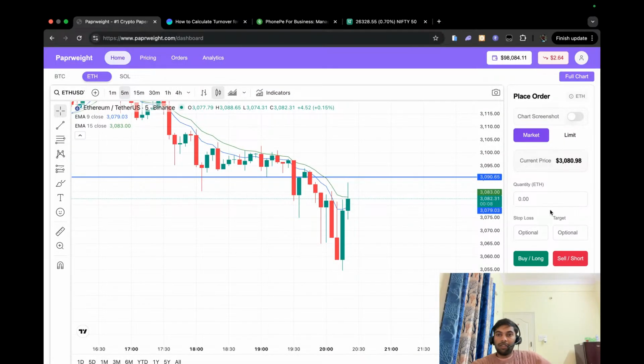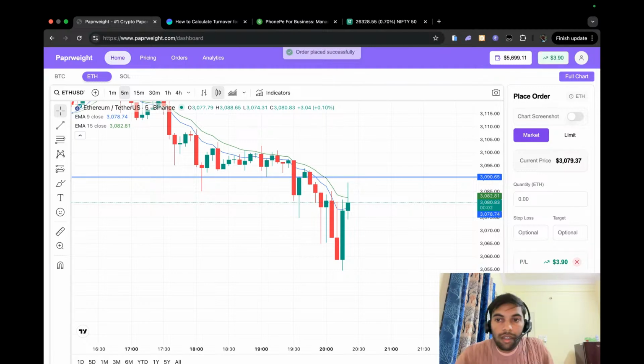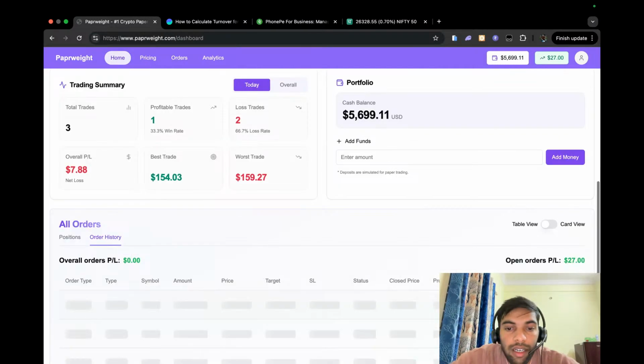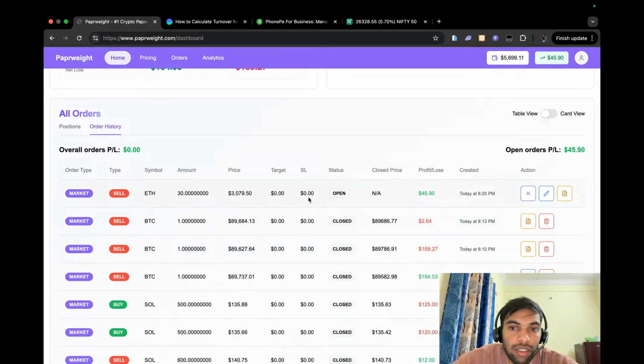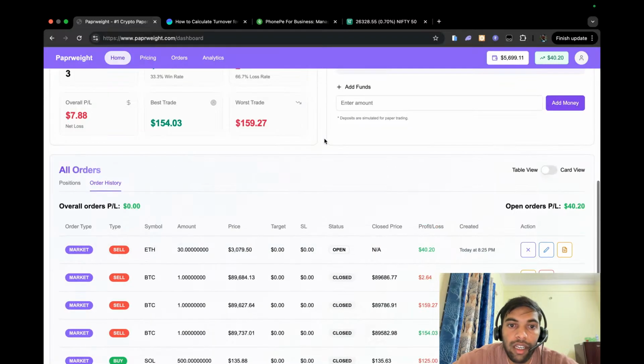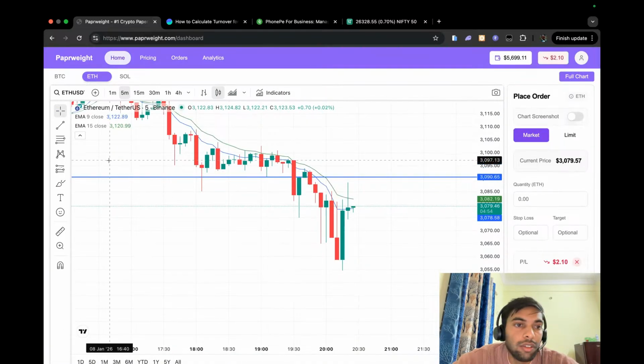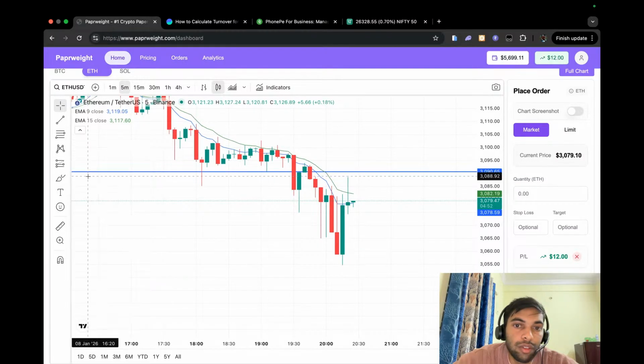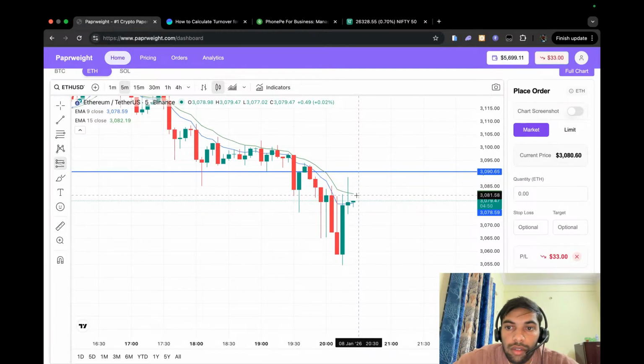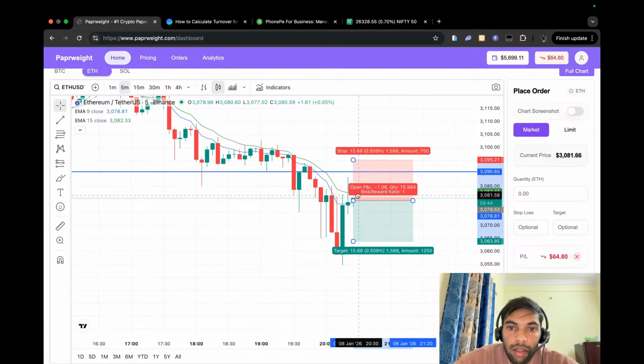Okay, insufficient funds. Guys, I sold the market. Let's see where's the price action right now. 3079.50. 3079.50 short. Yeah, this one. So guys, I sold at 3079.50.